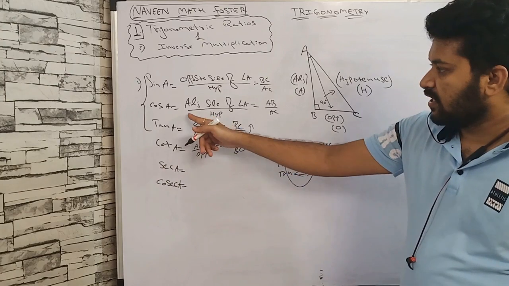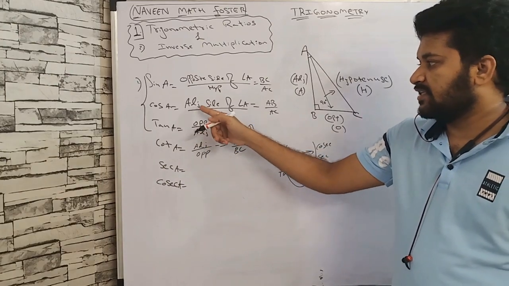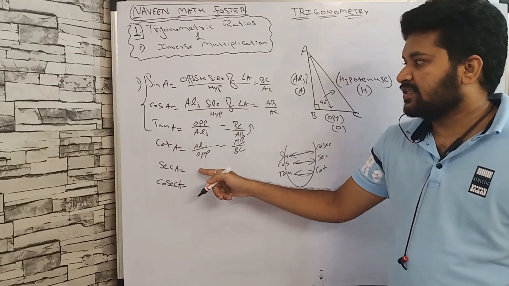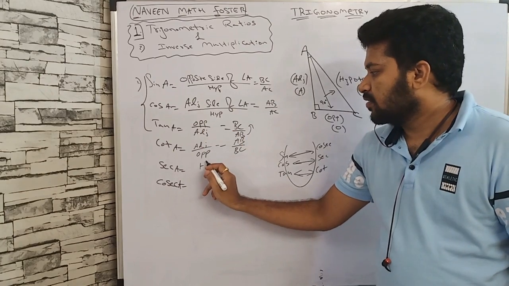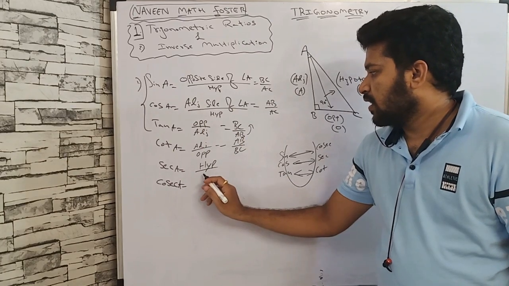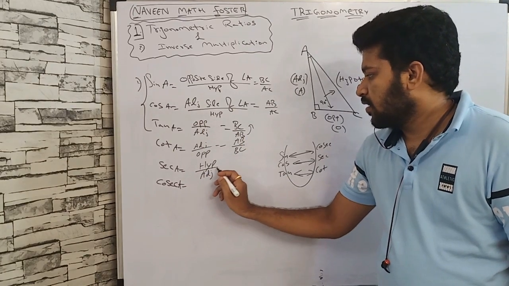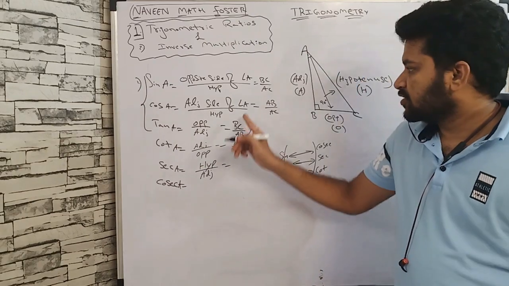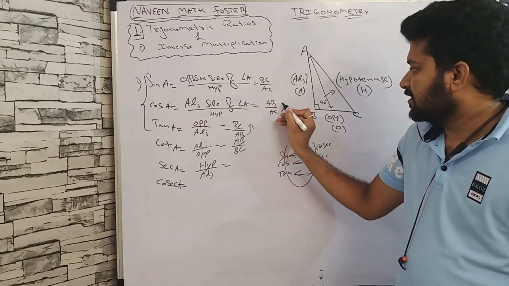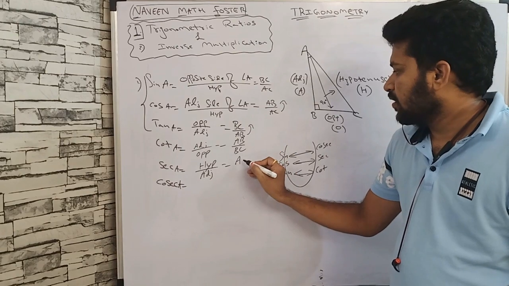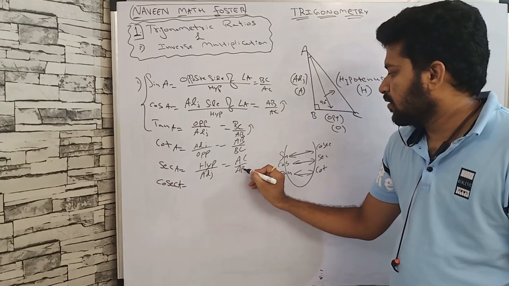Now coming to secant. What is cos? Secant is the exact reciprocal of cos. Adjacent by hypotenuse for cos, and for secant, hypotenuse by adjacent. So their values are also interchanged: AC by AB.